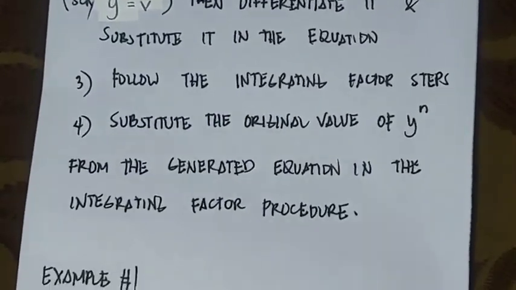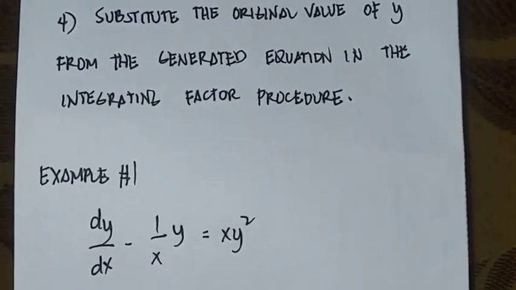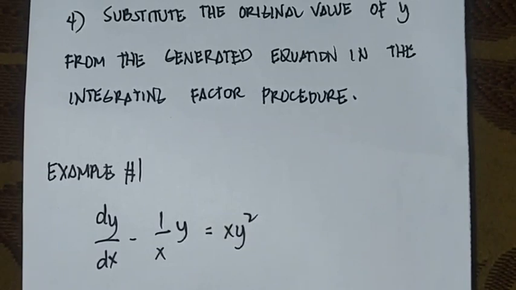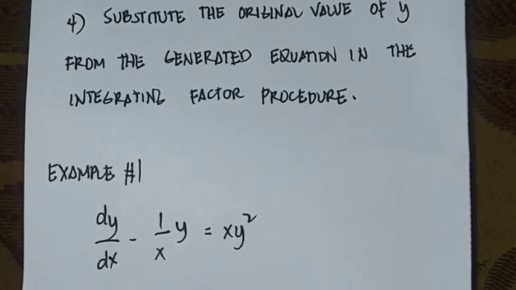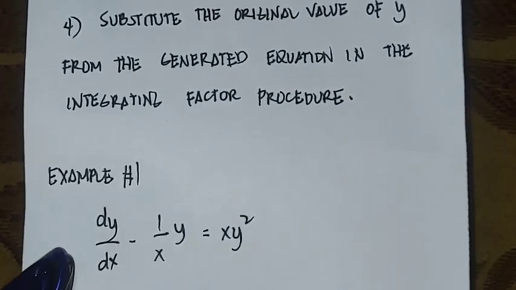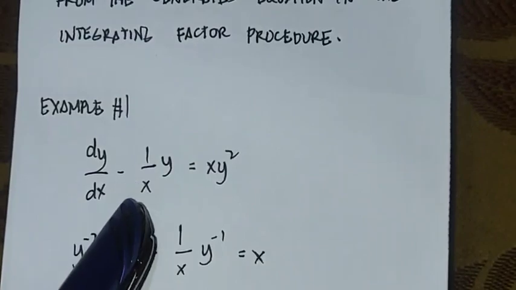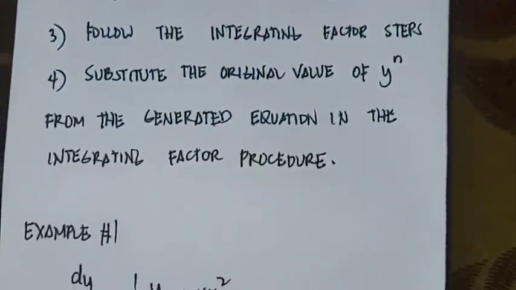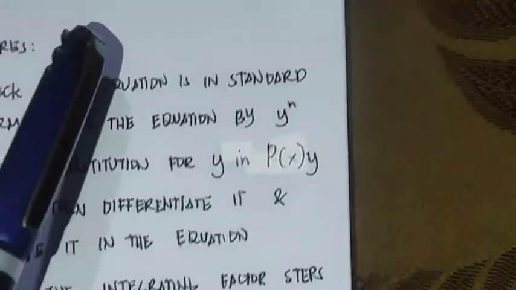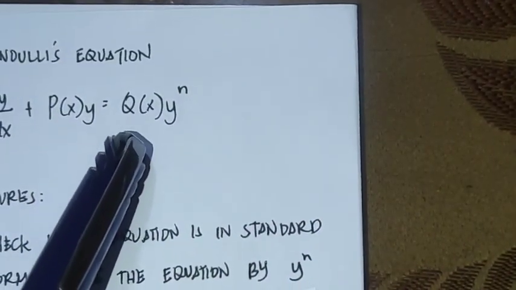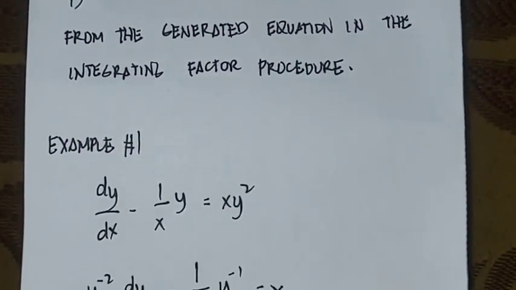So, tingnan natin sa example. Example number 1: dy over dx minus 1 over xy is equal to xy squared. So, nasa form ba siya? Ito, dy over dx, okay. Ito yun, di ba? Then, ito, p of x y. May x, may y. So, okay ito. Tapos, xy squared, q of x, y raised to n. So, tama. Nasa form siya.